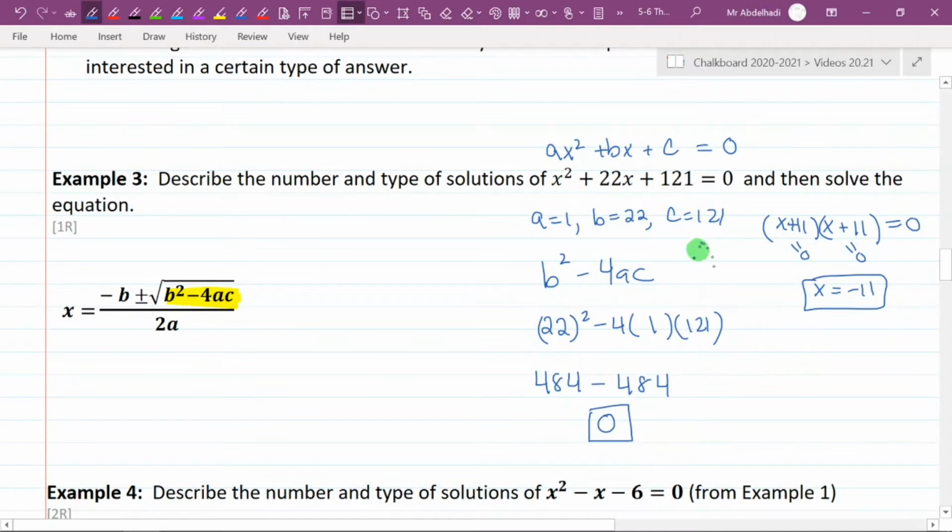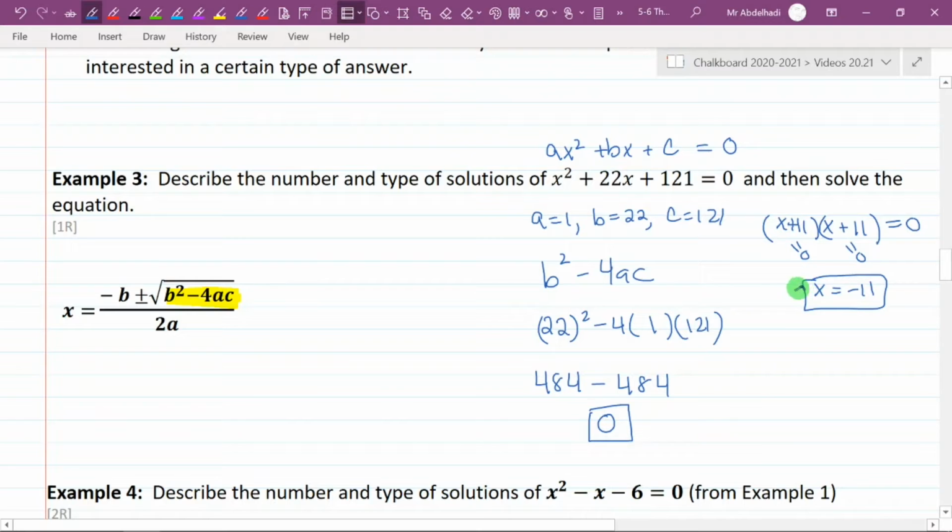If you're not sure, check the discriminant. Check the b squared minus 4ac. If you see an equation that you were about to solve, and you go, I don't know if this is factorable or not, check the b squared minus 4ac. If it works out that it's factorable, then factor it. If it's not factorable, then use the quadratic formula. That's pretty much what we do with this.